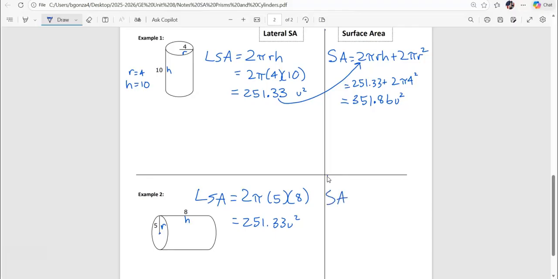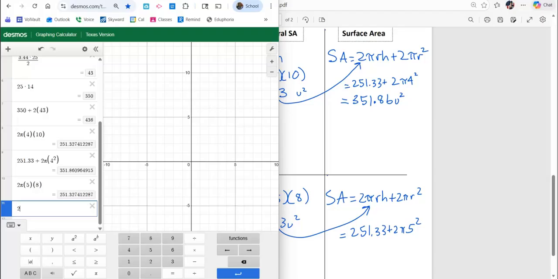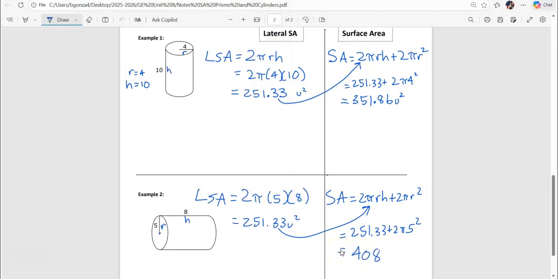And then our surface area, 2 pi r h plus 2 pi r squared is 251.33 plus 2 pi 5 squared. 408.41 units squared. Okay.